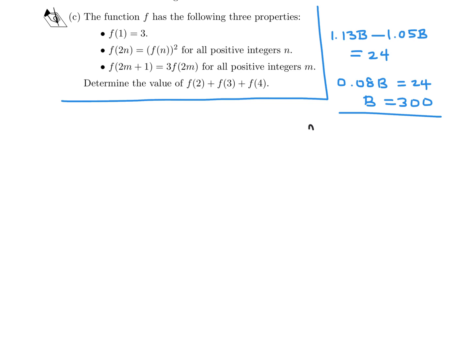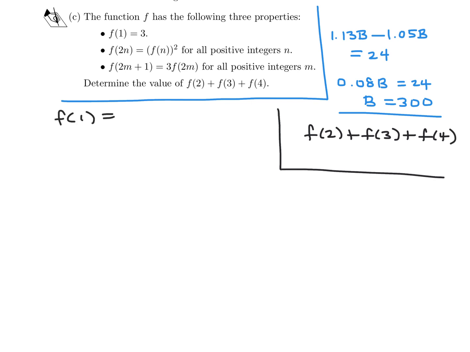All right, so f at 2 plus f at 3 plus f at 4. I guess we have to do this one step at a time. So here we go. Well, f at 1 is already given. That is 3. Okay, so let's try f at 2. But how do I get f at 2? I would have to set n equals 1 for that. So that would make it f at 2 times 1, which is f at 2. And that will be f at 1 all squared. And since f at 1 is 3, that's 3 squared, which is 9. So the 9 goes here. Okay, that was pretty quick.